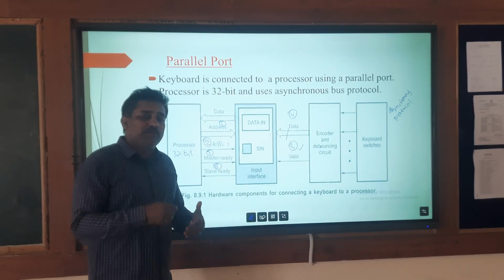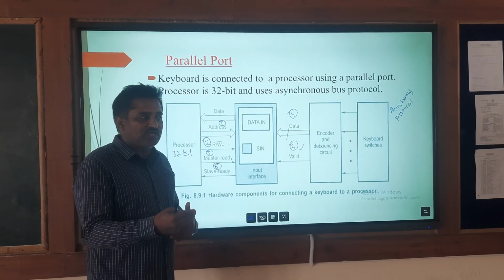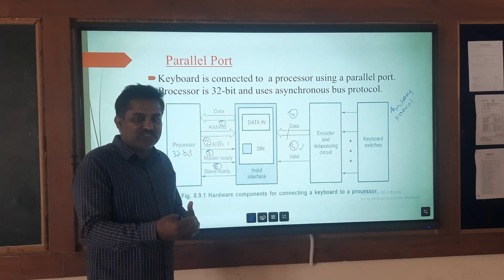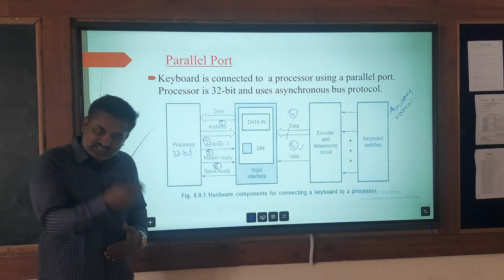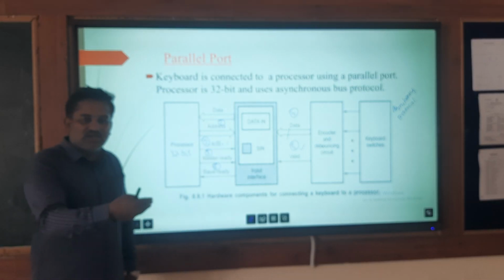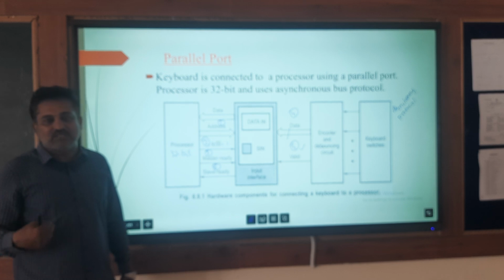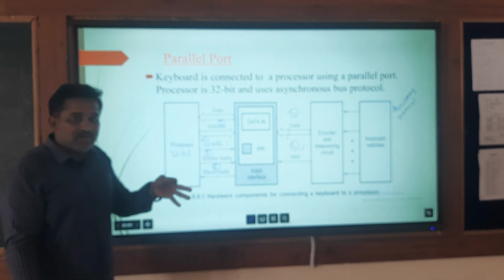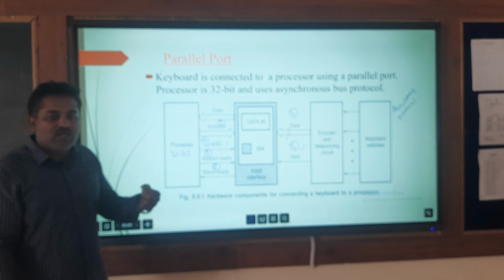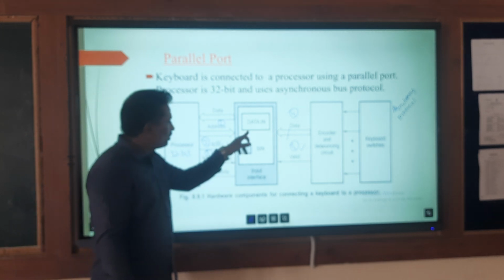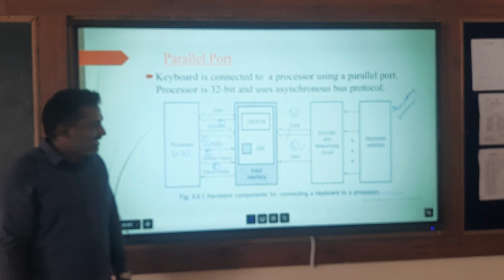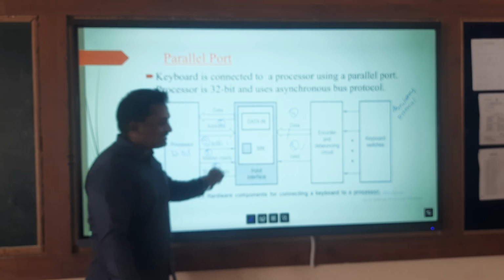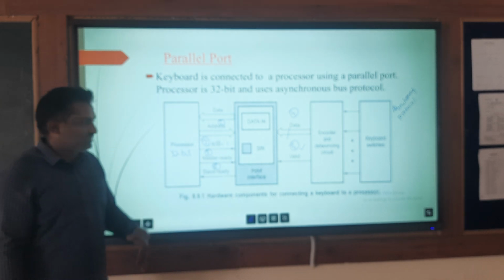It may contain a data out register, a serial in status register, a status in register, and a status out register. It may contain several types of registers. But here we are discussing the input operation. So we require a data in register as well as a status in register.